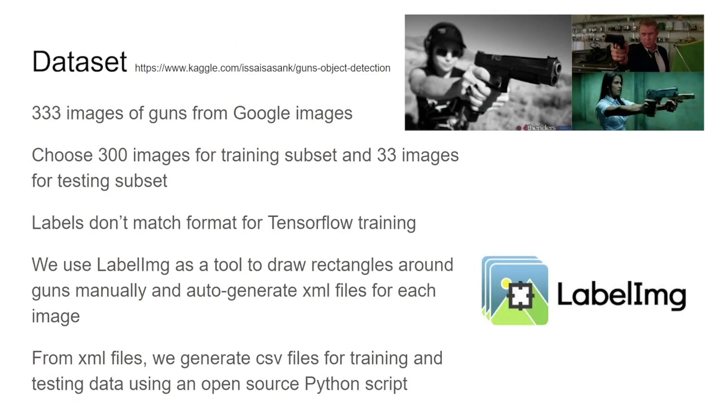For our dataset, we started off with a Kaggle dataset with 333 images of guns. First we split into a testing and training dataset with 300 images in the training and 33 in the testing. The labels provided in the Kaggle dataset didn't match the TensorFlow labels necessary for training. So we used a program called LabelImg, which allowed us to draw rectangles around the guns and auto-generated XML files for the images. And then from these XML files, we could generate CSV files that were useful for training in TensorFlow.